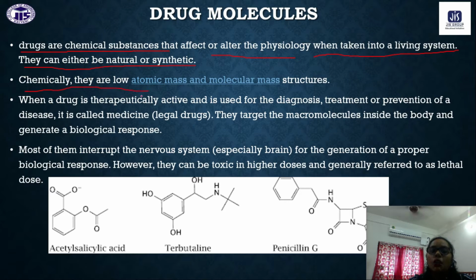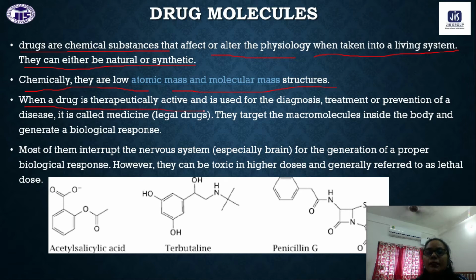Chemically they have low atomic mass and molecular mass structure. Generally, if you check the basic molecules of drugs, you can see they have very low atomic mass and molecular mass structure. They have a low molecular mass structure as they have to be biocompatible, and they should be absorbed in our cells, in our system, rapidly. So for this, they should have lower atomic mass and lower molecular mass.